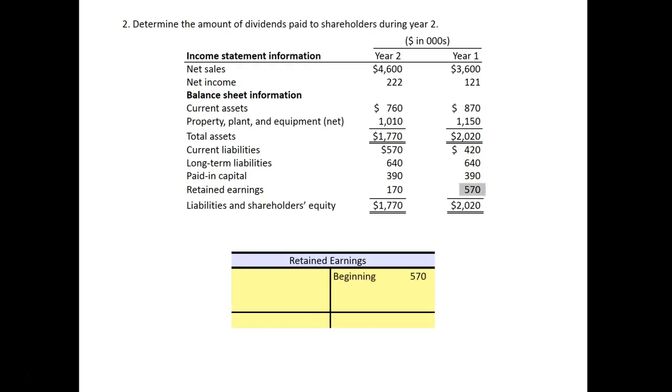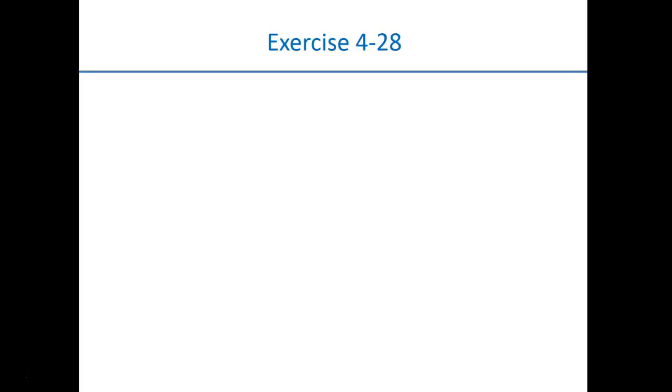How much was paid in dividends to shareholders? We can figure that out by taking our beginning retained earnings, add our net income, we know our ending retained earnings, and that should then provide us with what is the missing amount in dividends that brings us down to the ending retained earnings.